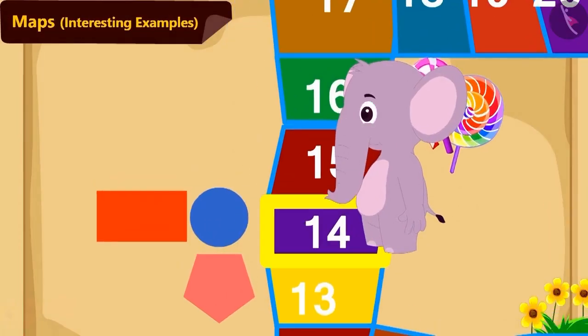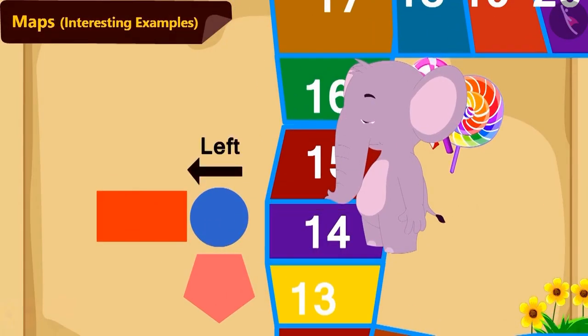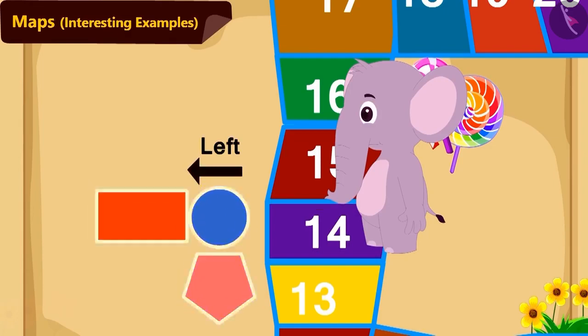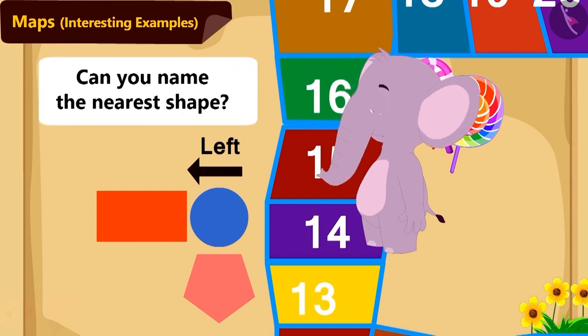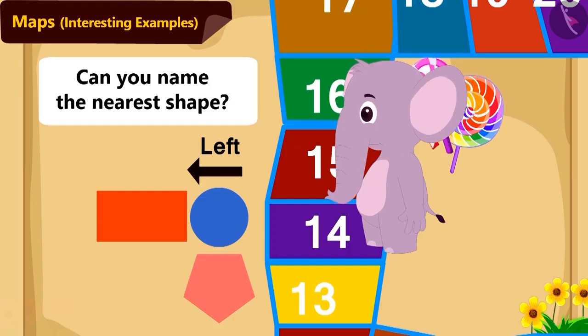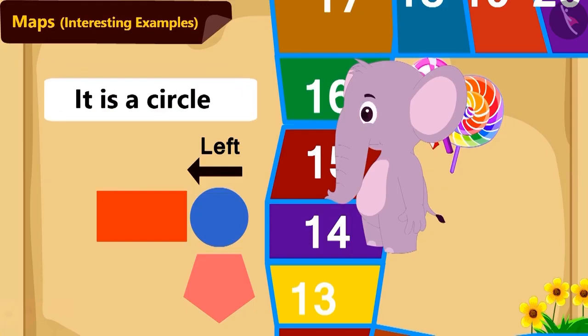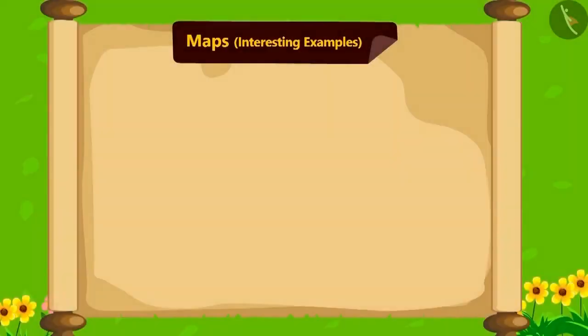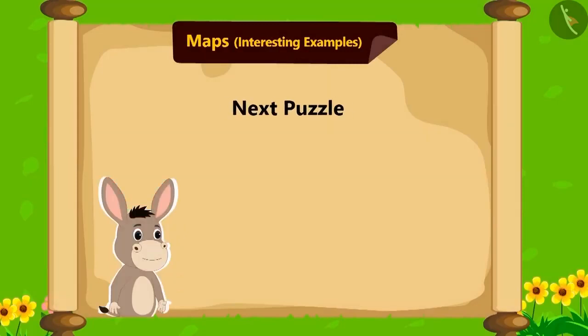On the left side of tile number 14 are paintings of 3 shapes. Among them, can you name the shape nearest to number 14? Yes, it is a circle. Come on, children. Let's see what is Bhola's next puzzle.